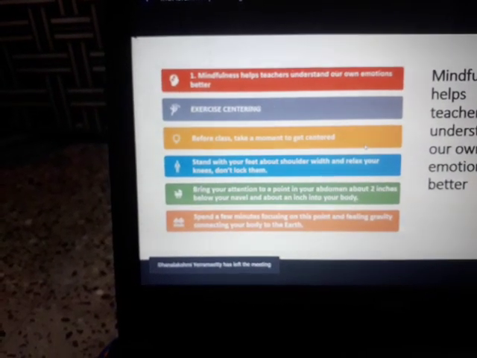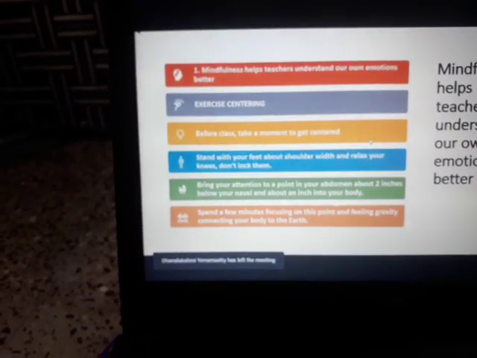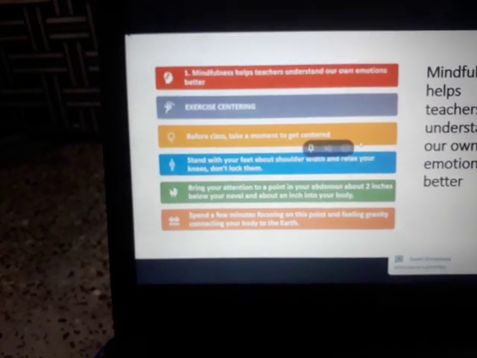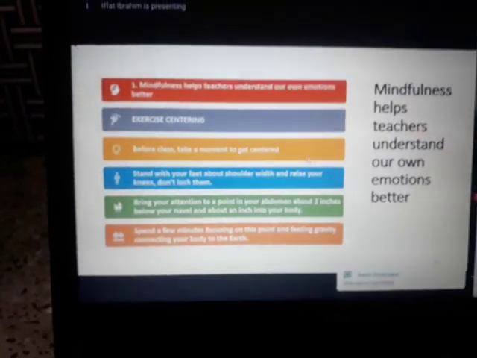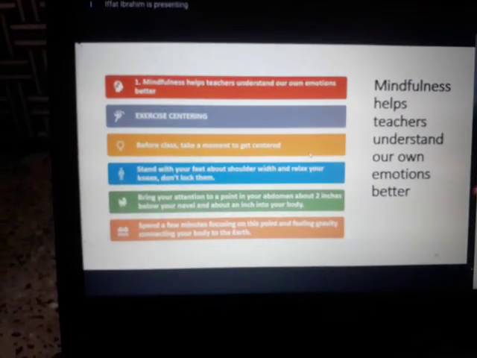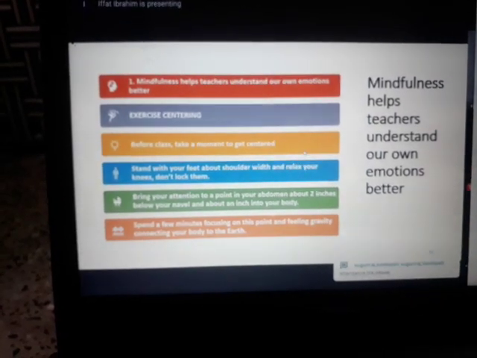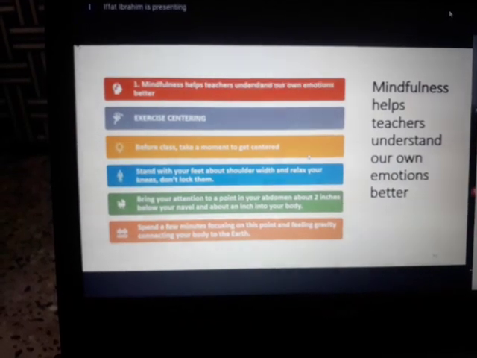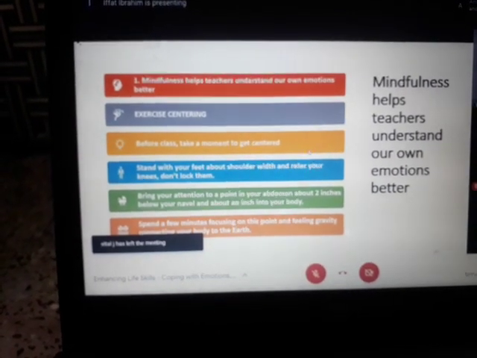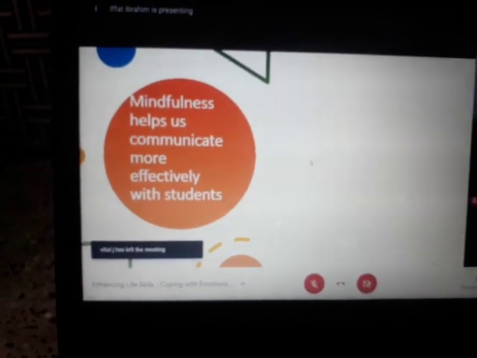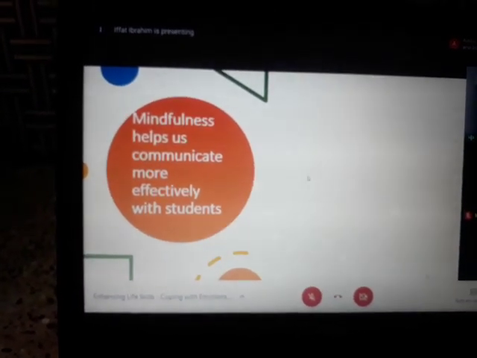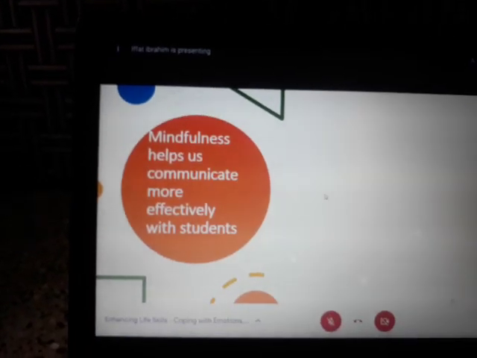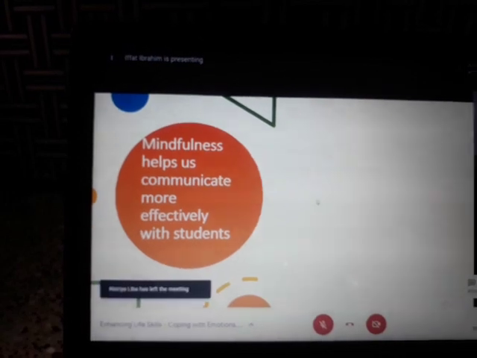Mindfulness also helps teachers. So many times, if we are feeling a little nervous about a new topic that we are teaching, I think it would be nice if we can practice mindfulness. So before you enter the class, stand with your feet apart, relax your knees, bring your attention to a point in the abdomen, and then breathe in deeply before you enter the class. Mindfulness also helps us to communicate more effectively with students. As I mentioned, if we are calm, we will be able to radiate that calm to our students as well.